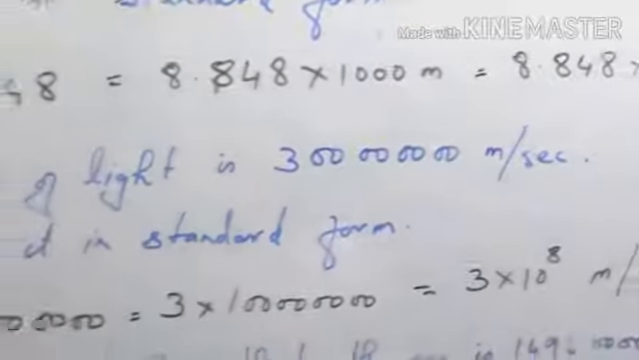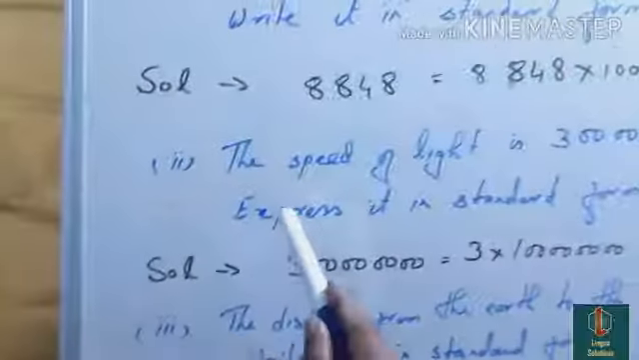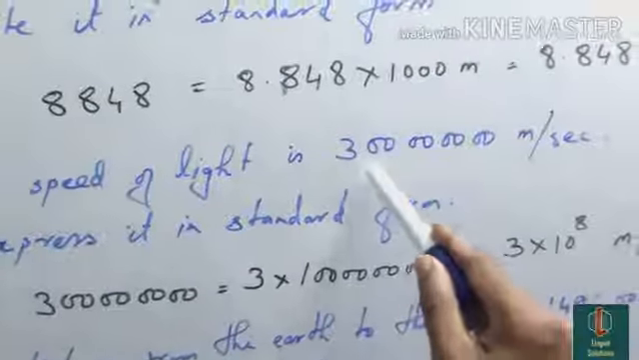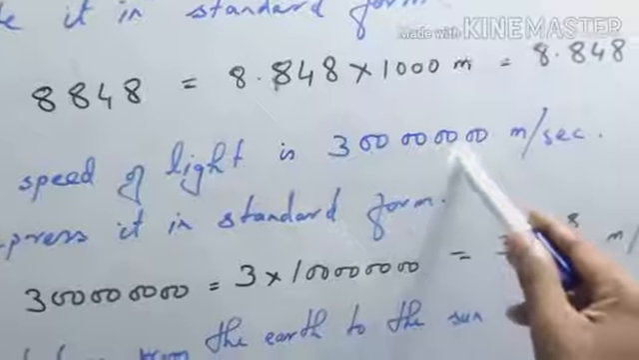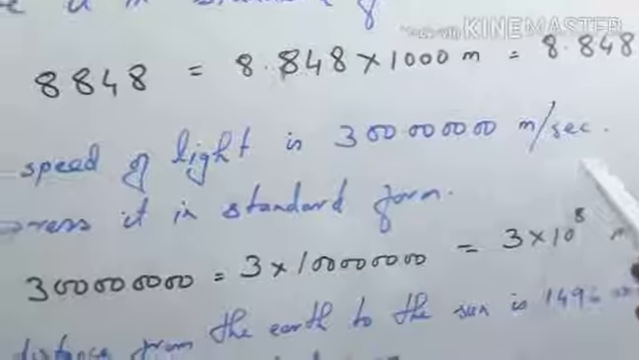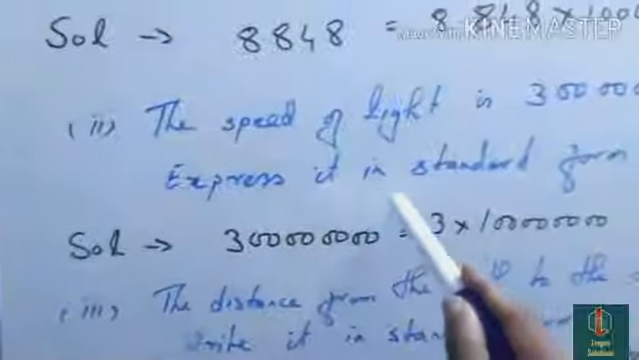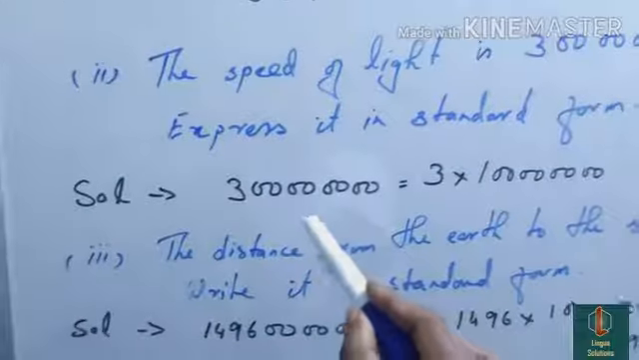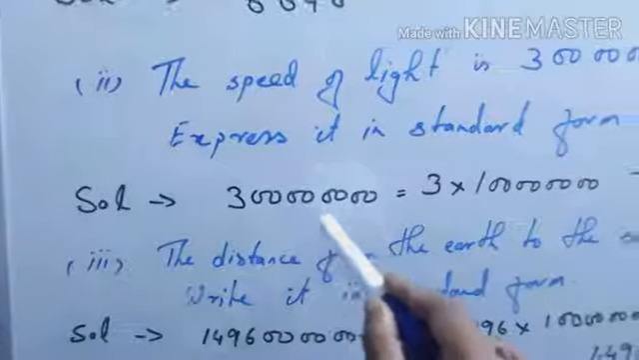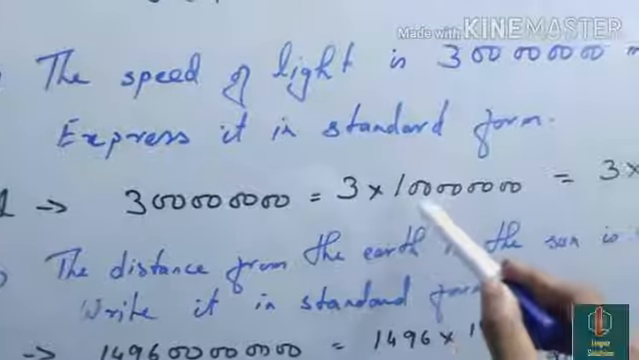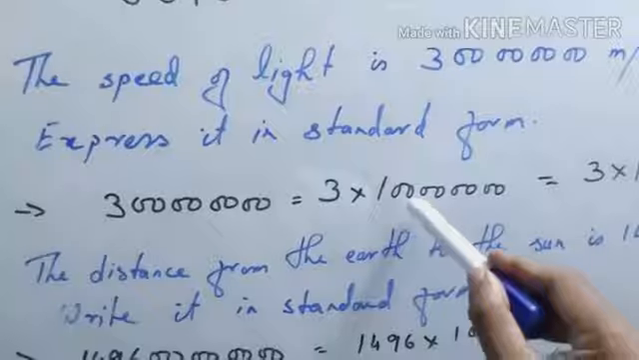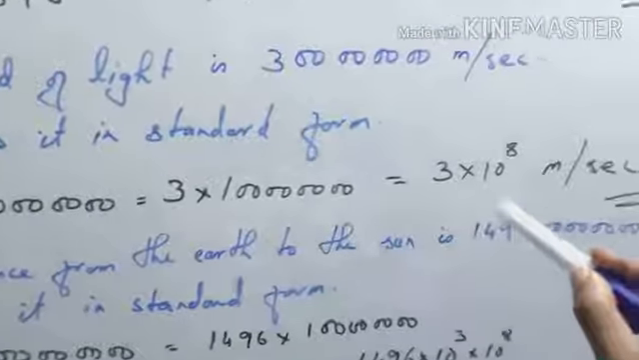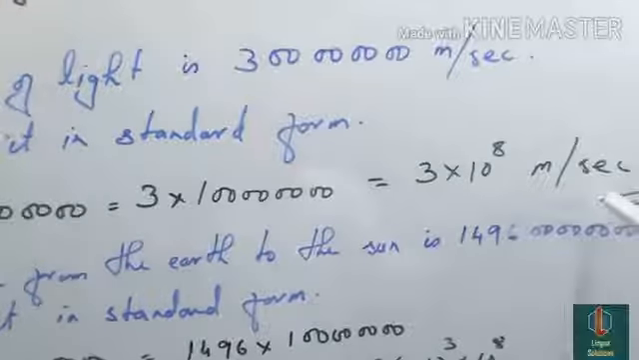This is the answer. Next one: the speed of light is 3 followed by eight zeros meter per second. Express it in standard form. So the solution will be 3 followed by eight zeros, which is equal to 3 into 100000000, which is 3 into 10 to the power 8 meter per second.